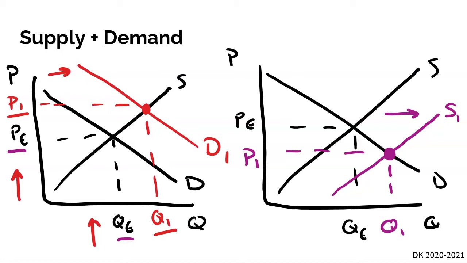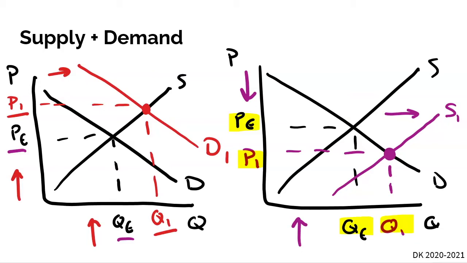So when our supply shifts to the right, what happened to our price? Our price decreased. It went from this original price to this new price below it. What happened to our quantity? Our quantity increased, however, because this is our original equilibrium quantity, and right next to it, to the right, is our new quantity here.